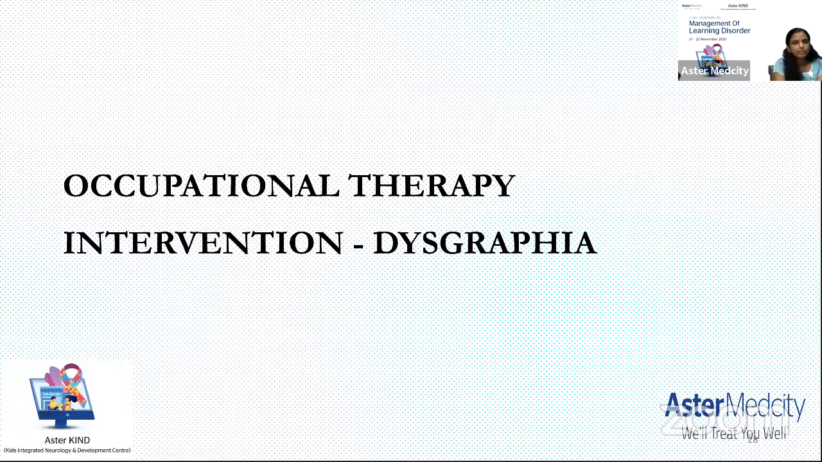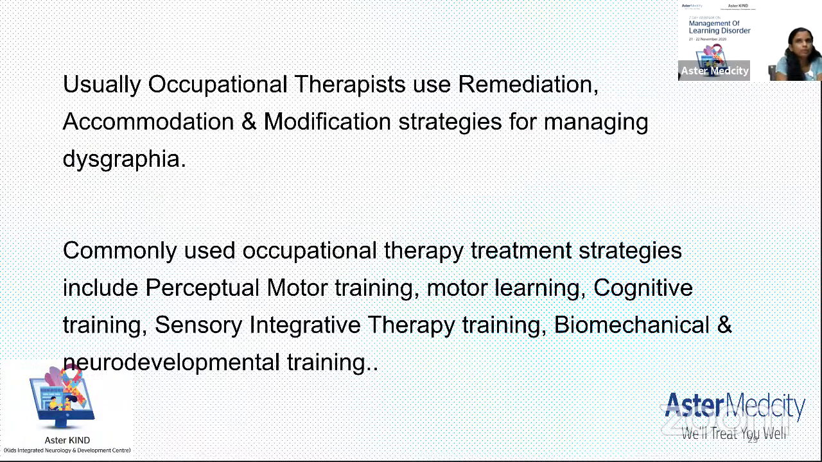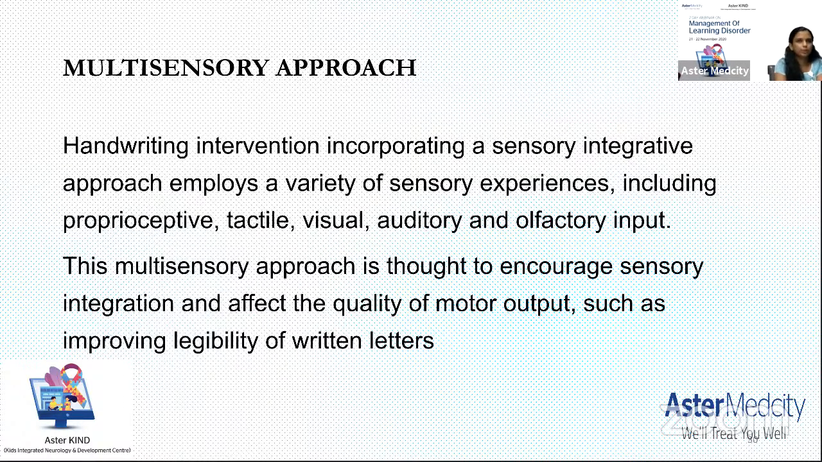So let's move on to the intervention part. What will occupational therapists do in dysgraphia? Usually we use remediation, accommodation, and modification strategies for managing dysgraphia. Our commonly used treatment strategies are perceptual motor training, motor learning, cognitive training, sensory integrative therapy, and biomechanical and neurodevelopmental training. So first, let's see what a multisensory approach is.